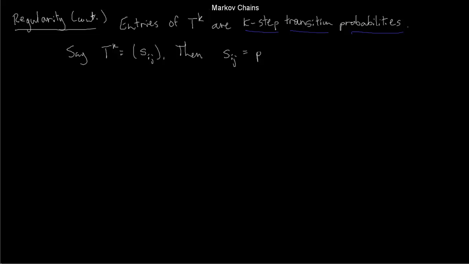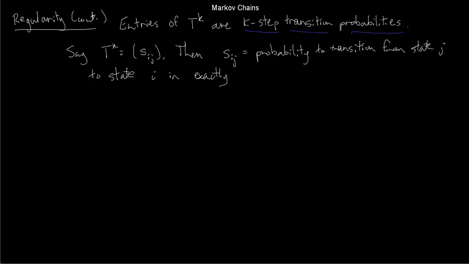Then S_ij, that's the probability of moving from the jth state, to transition from the jth state to the ith state in precisely k moves. So we're going to see some examples that will make that a little bit more clear, I hope, shortly.